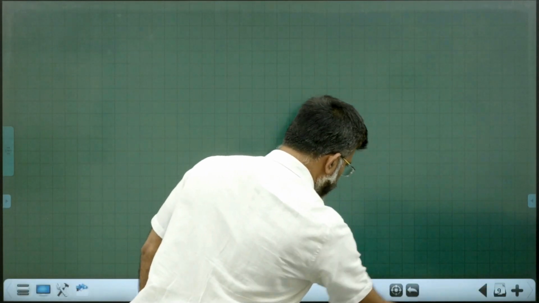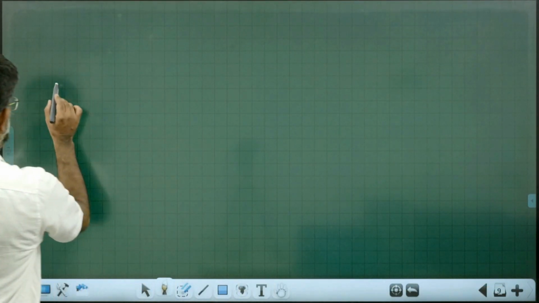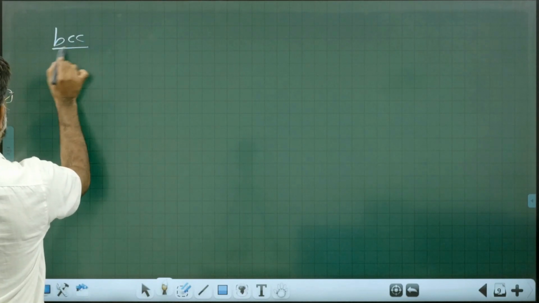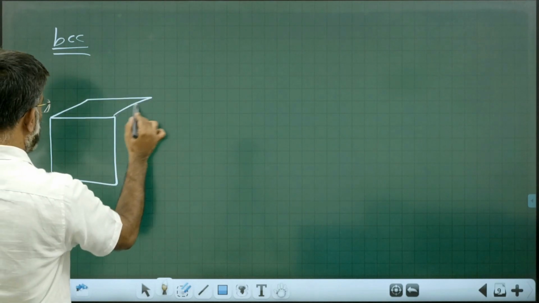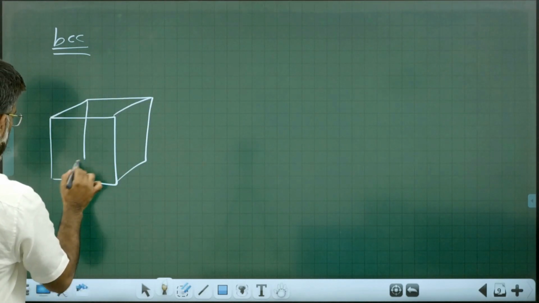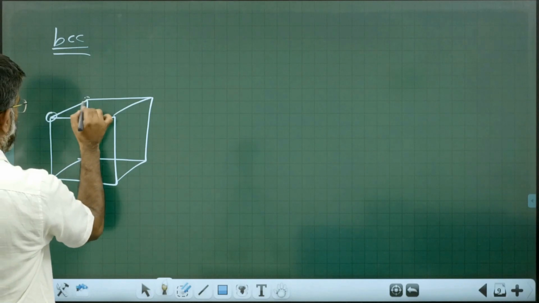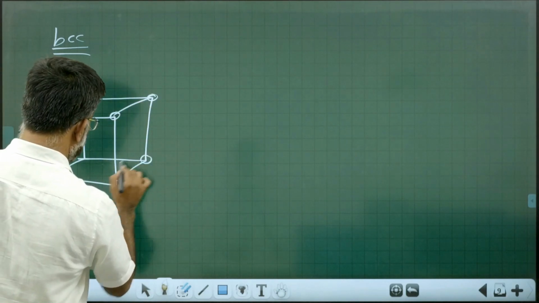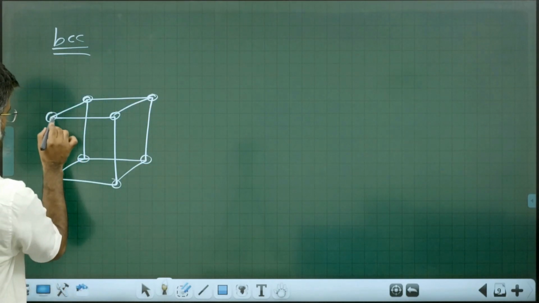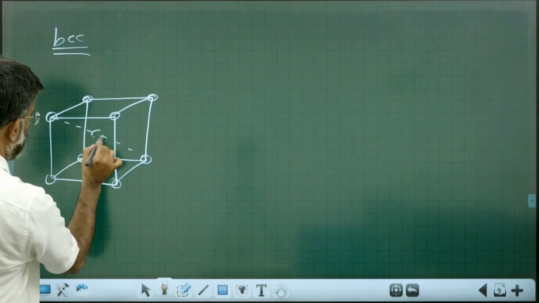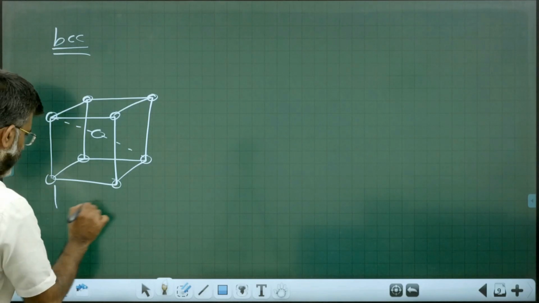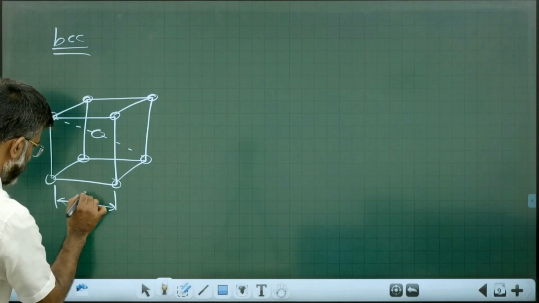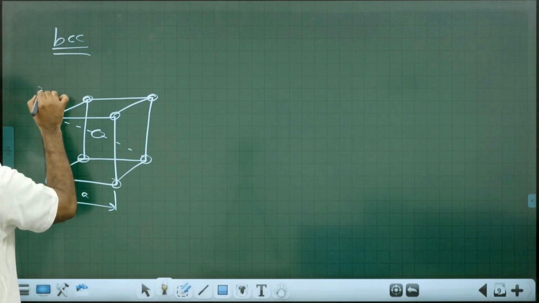How to work out for BCC? This is BCC system. All of you know. There is a particle at the corner and a particle in the center of the body. Right? So, the edge length of the unit cell is given as A and the particle radius is given as R.